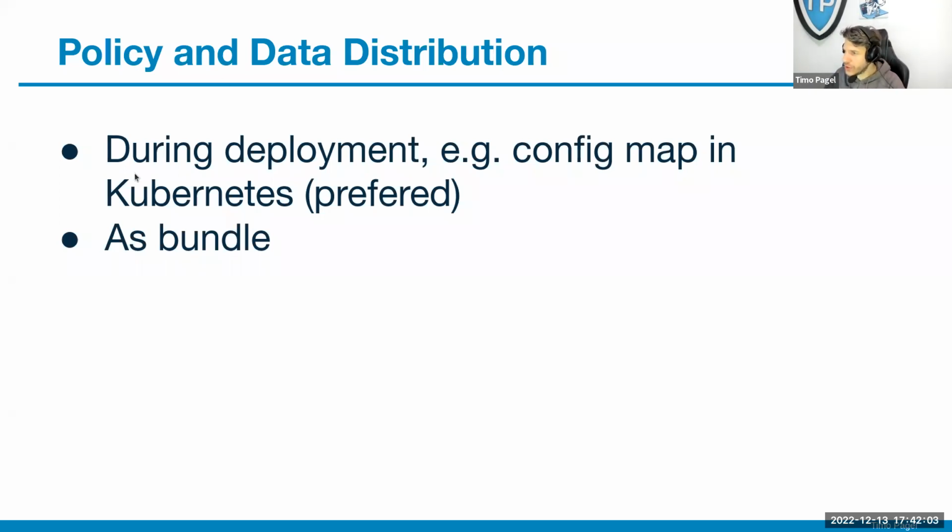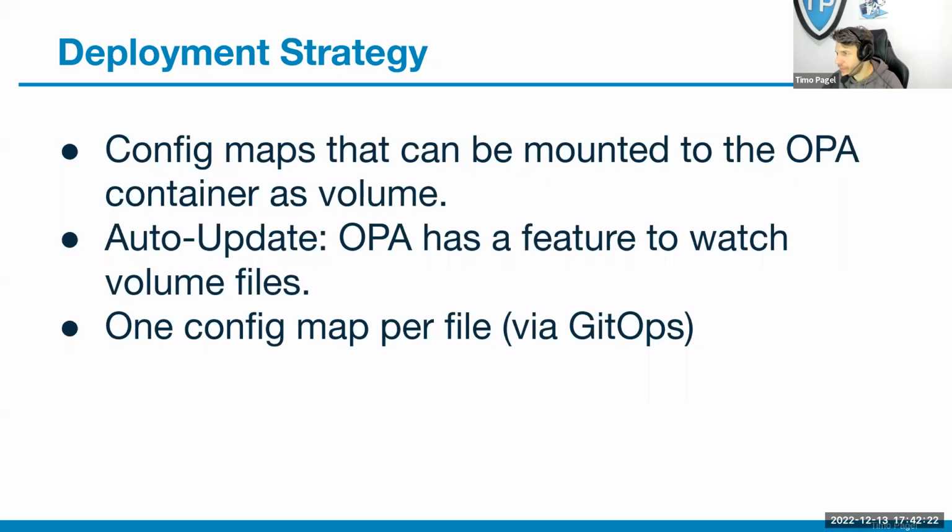You have the option to do it during the deployment with a config map. For example, when you are in Kubernetes, you can do it with a config map, or you can use it as a bundle. And the bundle means that OPA will make an HTTP request to the bundle server and fetch the data. Config maps can be mounted in OPA very easily. And OPA also has an auto update feature, so that it automatically updates when there is something changed in the volume.